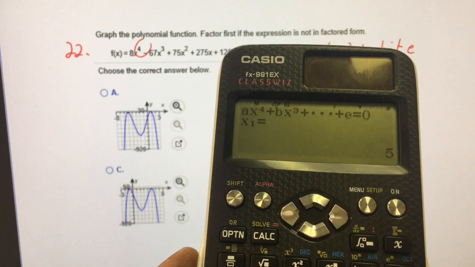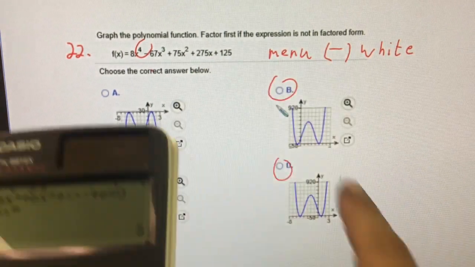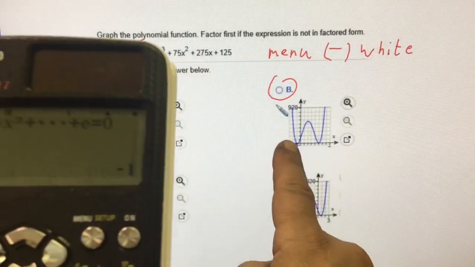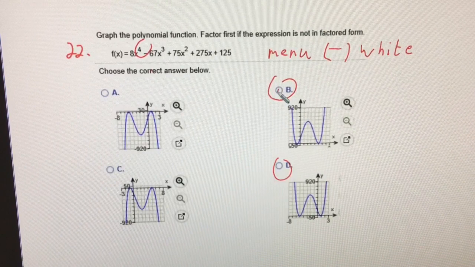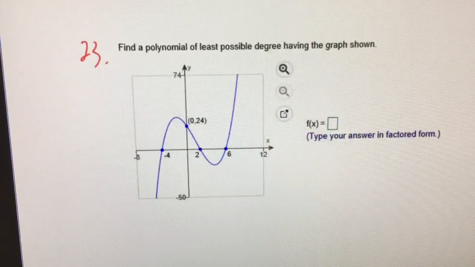-1, 5, -5/8. Is 8 an answer? No, 8 is not an answer. 5, that's going to be there. -5/8 is going to be a little bit to the right, and -1 is going to be a little bit to the left. So it's going to be choice B. Tough to see. It actually dips down below over here and touches and turns at that one.